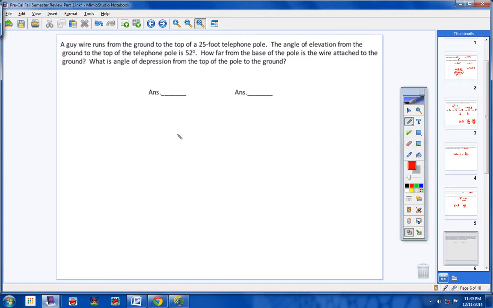Be ready to do some simple word problems on your exam when it comes to trigonometry. This will not be a difficult problem, but just simple right triangle types of trigonometry. Make sure you're ready for those for your test, okay? So here we go. A guy wire runs from the ground to the top of a 25-foot telephone pole. So here's the ground. Here's the telephone pole. Here's the guy wire, okay? The angle of elevation from the ground to the top is 52 degrees.